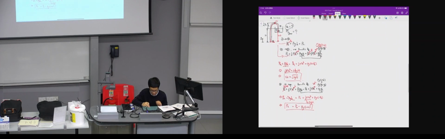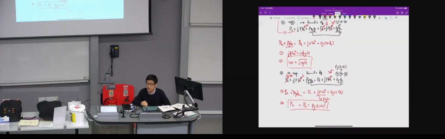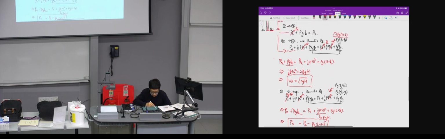Could you go over the last three lines of how you got Vx? So why Vt equals Vx? Is that the question? Yeah, but I'm not sure how you got Vx equals root 2gH. Okay, so you mean here, right? Yeah.